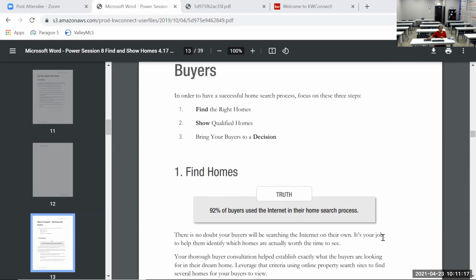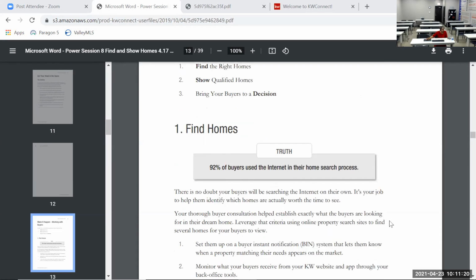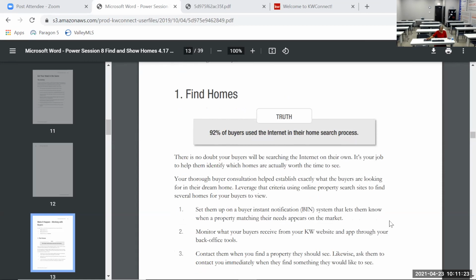92% of buyers use the internet in their home search process. That's a fact. There is no doubt your buyers will be searching on the internet, Zillow, Realtor.com, Trulia. There's various search engines out there that they will be using to search for their home. So it's your job to help them identify which homes are actually worth the time to see. If you have time, go and preview the home before you schedule an appointment for them to see it, and that way you know whether it's in the condition that they're looking for, in the location they're looking for, whatever it may be.